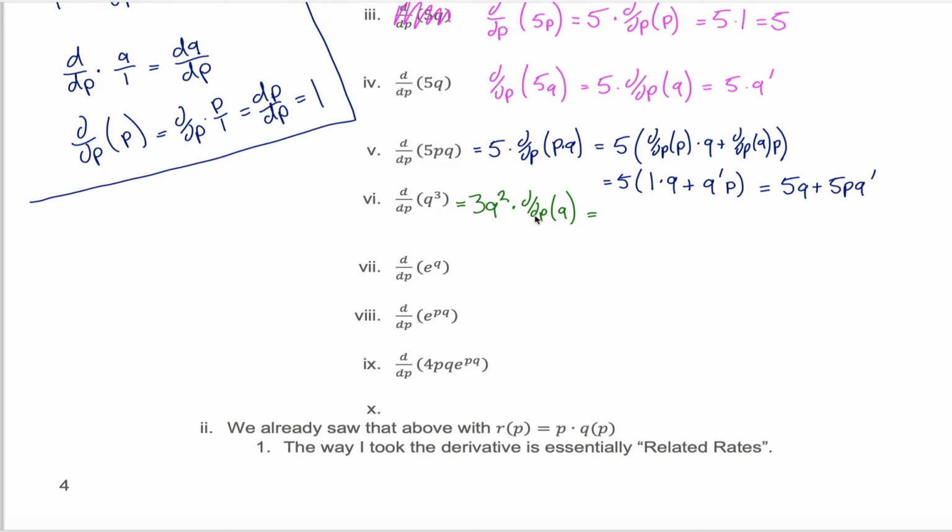Well, the derivative with respect to p of q is just q prime, so I get 3q squared q prime. You starting to get the hang of it? If so, you might want to pause and try these 3 on your own.